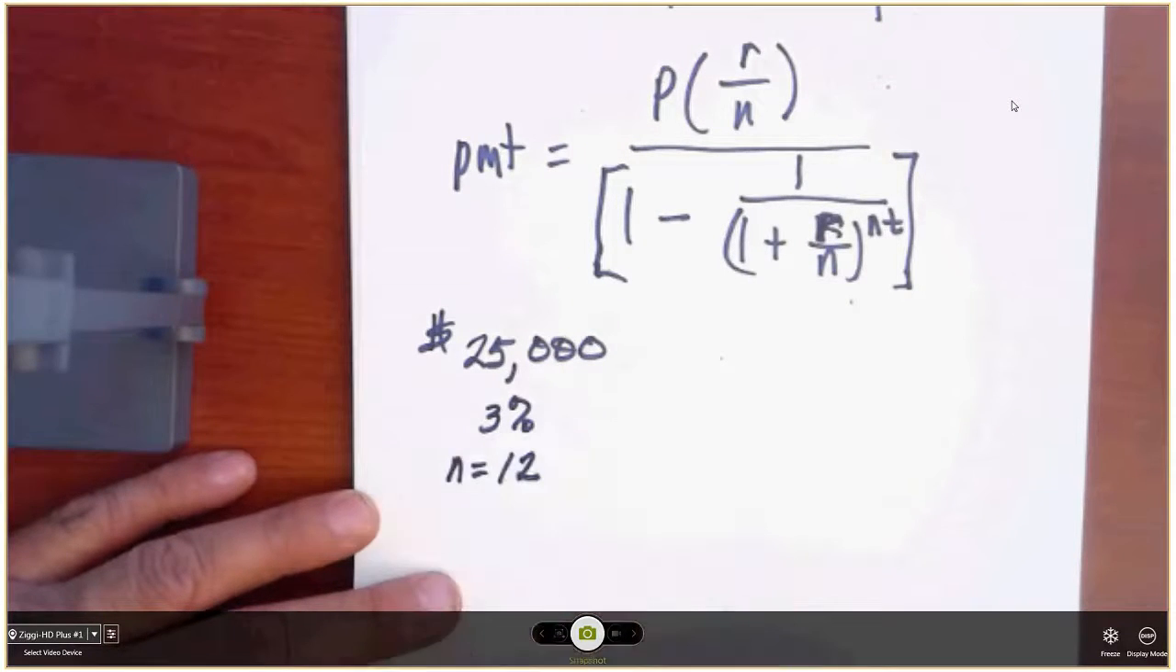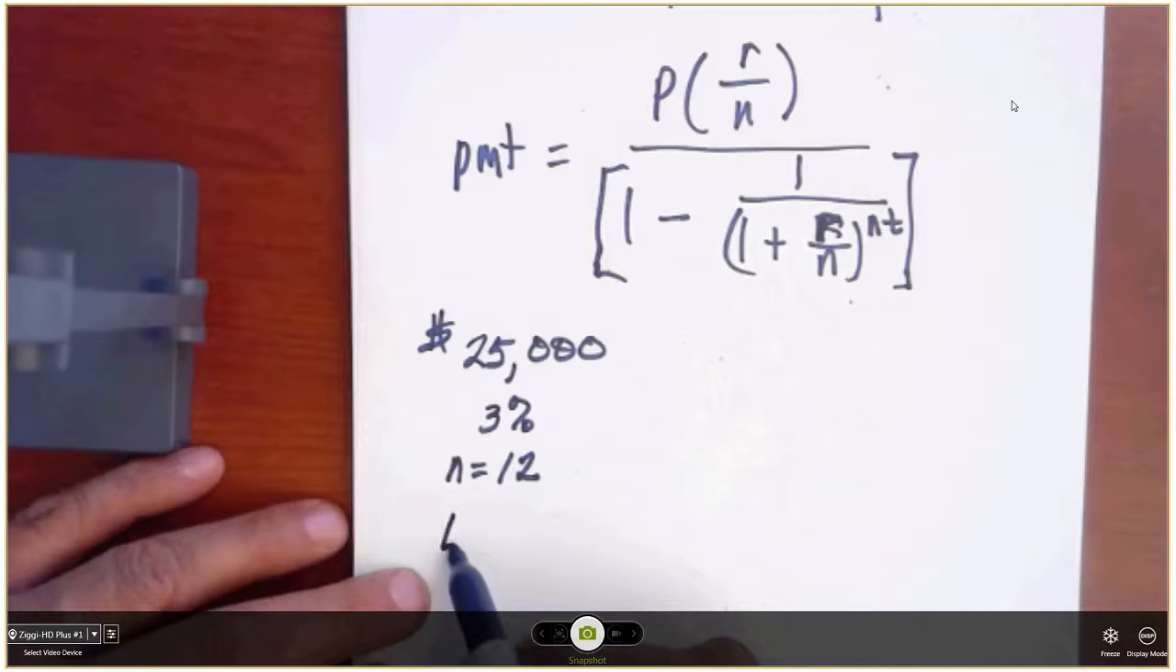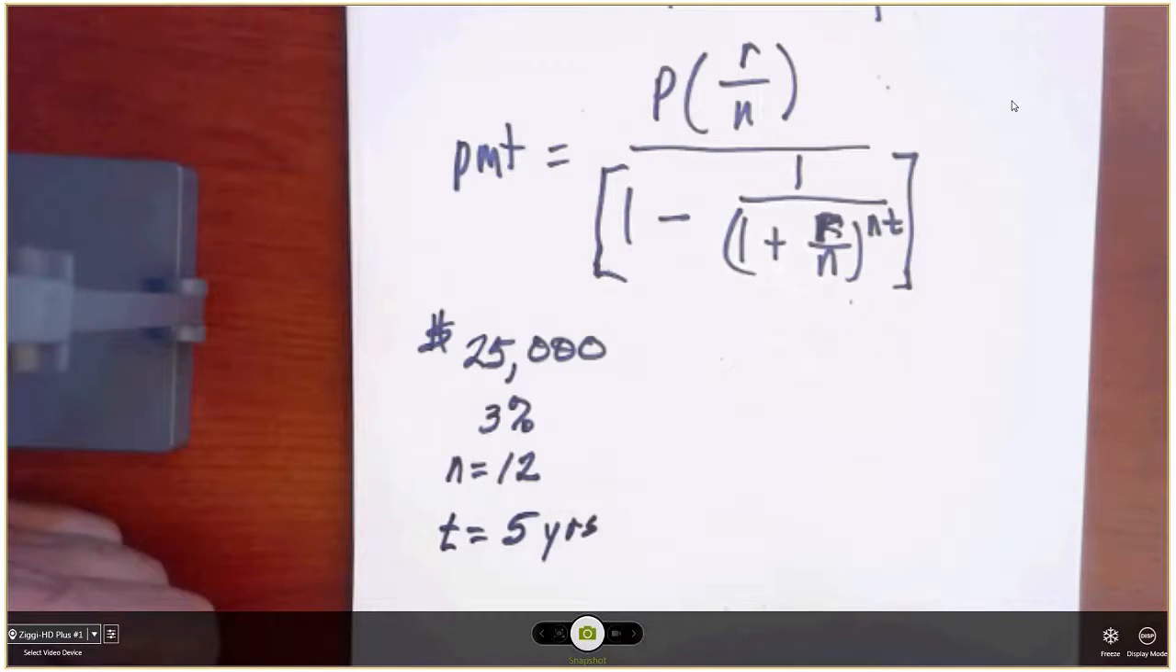And then they say, we're going to try to get this payment as low as we can for you. So we're going to go for 60 months, which is what? 5 years. Because we care about you. Run it through there. See what you get.